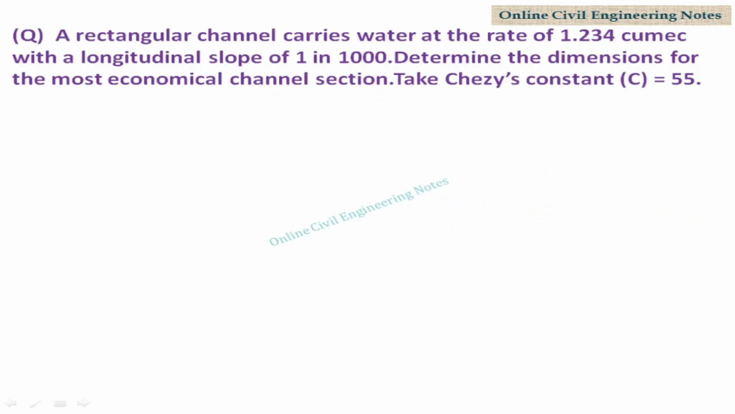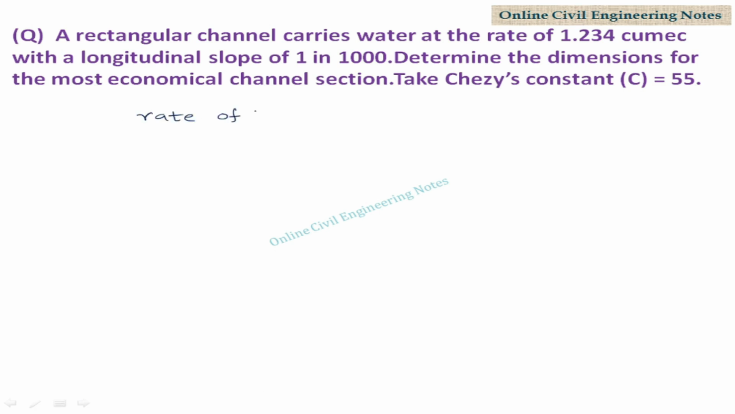A rectangular channel carries water at the rate of 1.234 cumecs with a longitudinal slope of 1 in 1000. Determine the dimensions for the most economical channel section. Take Chezy's constant C equal to 55. Let's write down the given data.